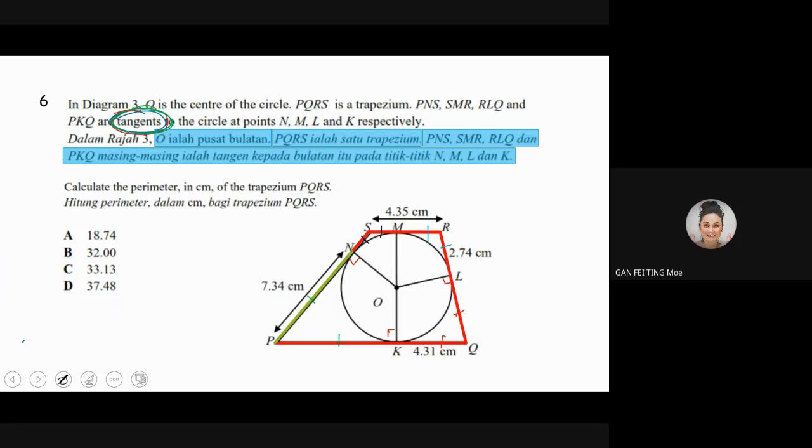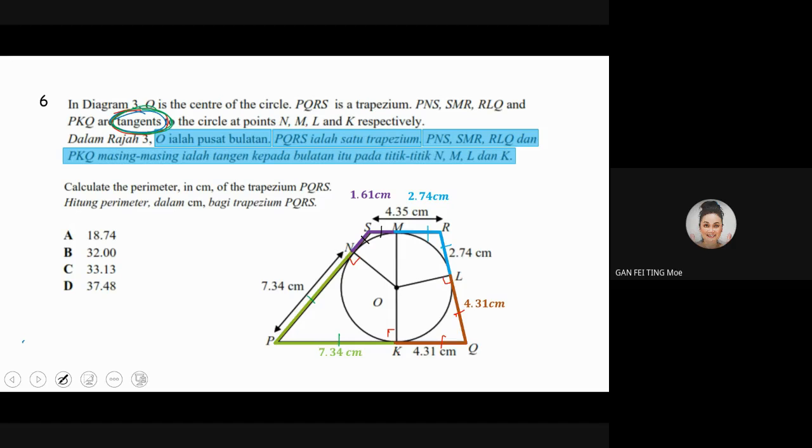So then you go for 7.34. So your PK will be 7.34. Then 4.31. So then your QL is also 4.31. Then 2.74. You will get that RM as 2.74. But now the question trapped you with the length of SR, which is 4.35. That means you need to take away 2.74 in order to get the length of SM. So when you take away, you get the length of SM, which is 1.61.